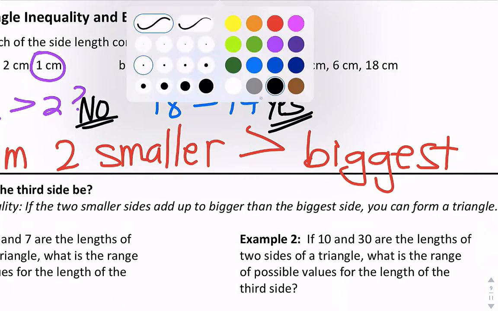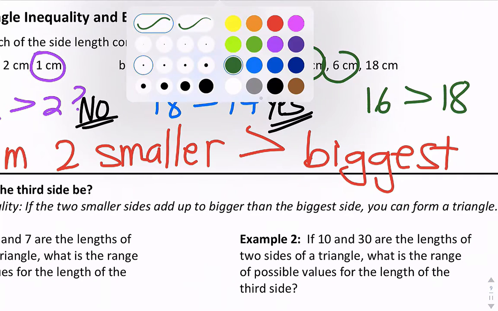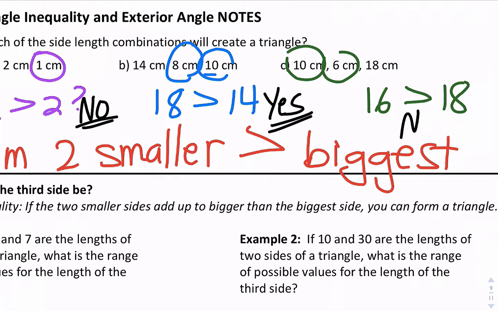And the last one, again, add the two smaller sides, so 10 and 6. Is 16 bigger than 18? And the answer is no, it is not. And so then, again, 6 and 10 would be too short. You're trying to make a triangle. The sides would be too short. It might look something like that, so no.